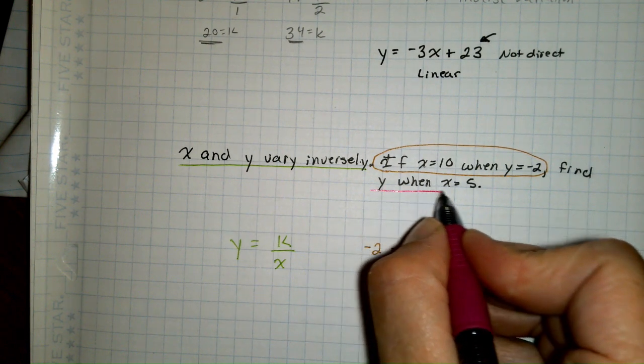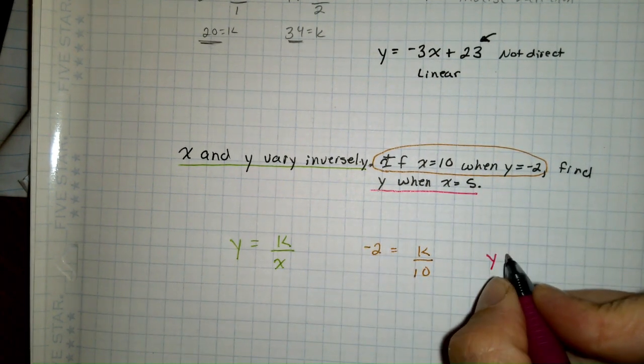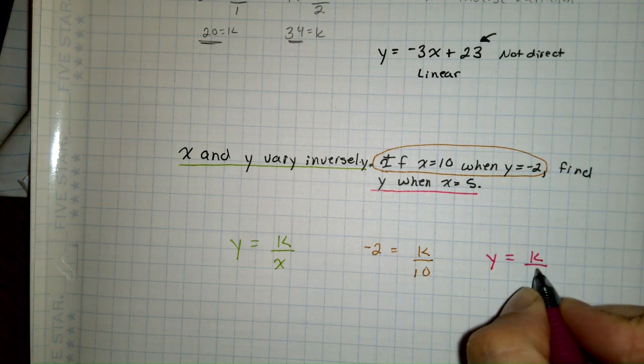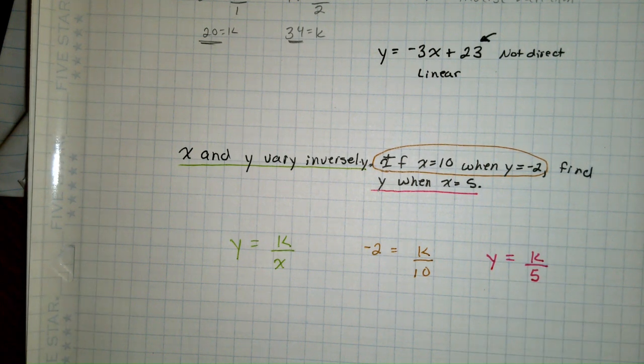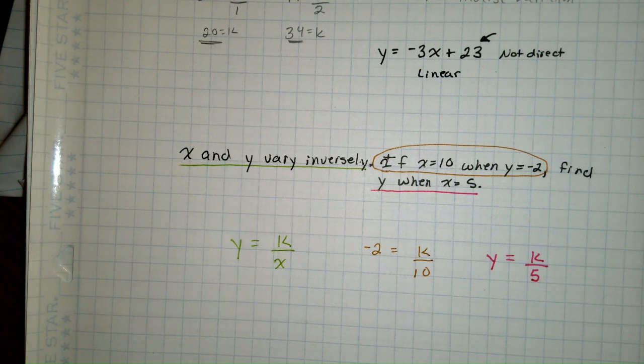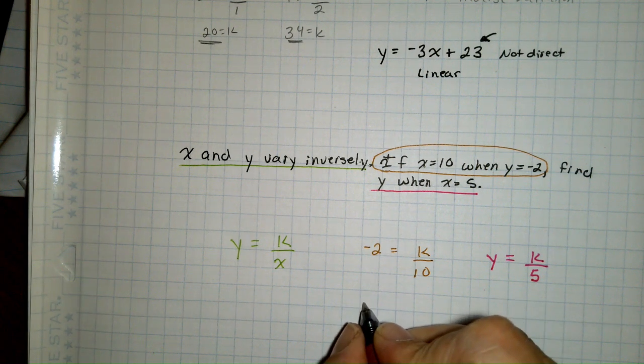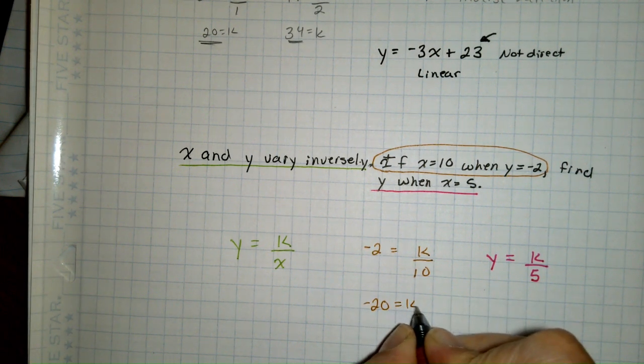And then I'm going to write this: y equals k over 5. So I substituted the brown and the pink into the green. Well, the brown step is going to help us find out what k is, because when I multiply by 10, I find out negative 20 equals k.